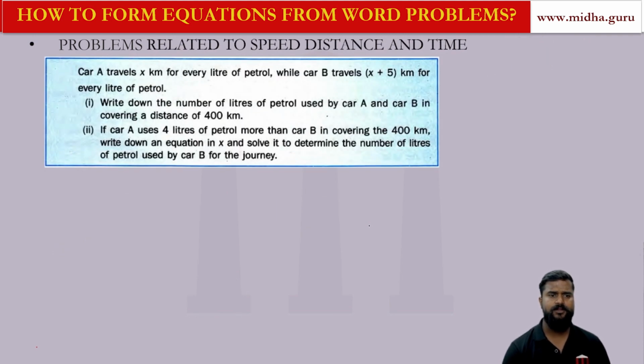Let's see a few more examples. So the next example is that car A travels x kilometers for every liter of petrol, while car B travels x plus 5 kilometers for every liter of petrol.